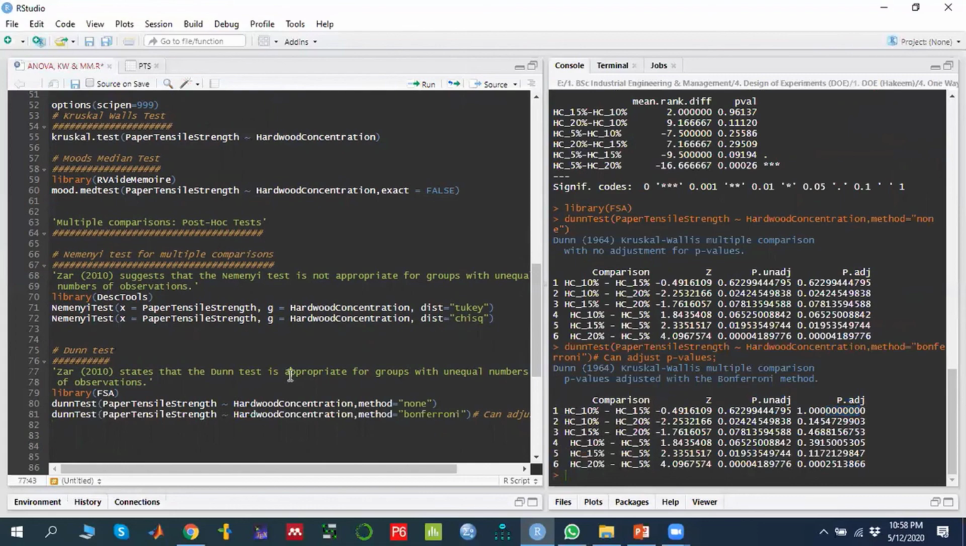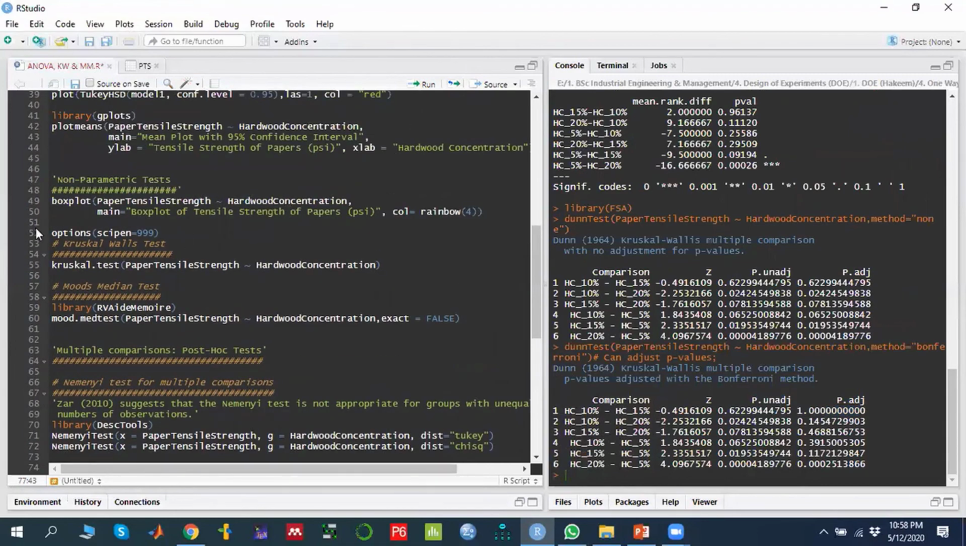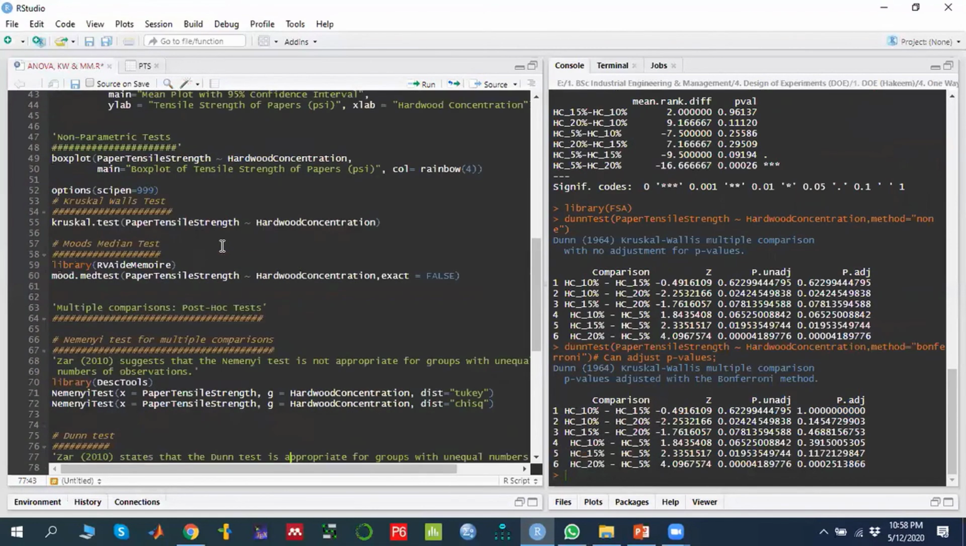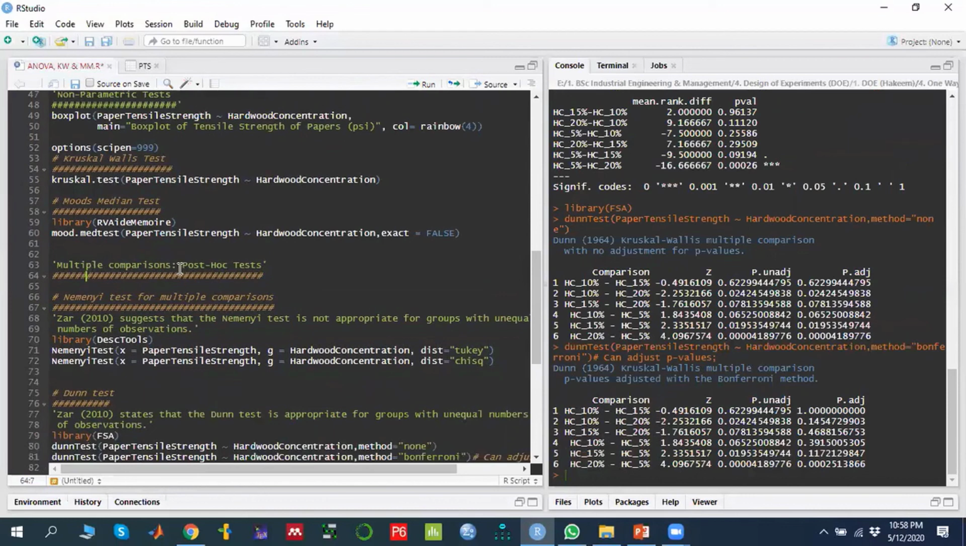So I hope you understand how you can apply the one-way ANOVA as well as the non-parametric tests against one-way ANOVA, which are the Kruskal-Wallis and Mood's median test, as well as multiple comparisons in the form of non-parametric tests.